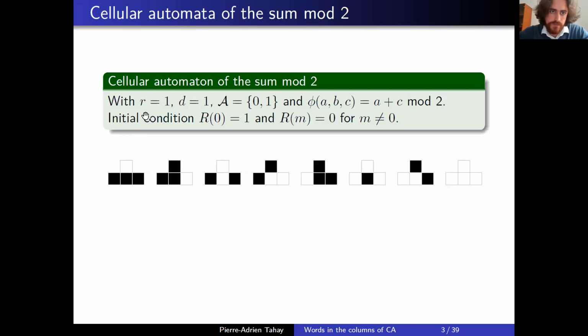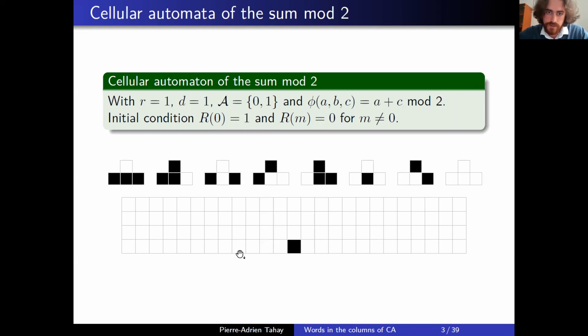For example, with the radius r equal 1, d equals 1, memory 1, and an alphabet of two letters, by this very simple rule, phi of abc equals a plus c mod 2. This means when you have three cells abc, you take the sum mod 2 of the two neighbors of the central cell. So you have 8 possibilities. And the initial condition just means that you have a black cell and the other cells are white. The black cell represents the 1 and the white cells represent the 0.